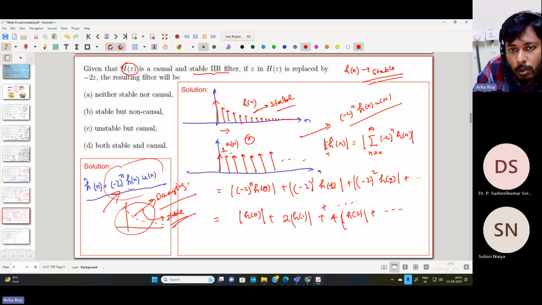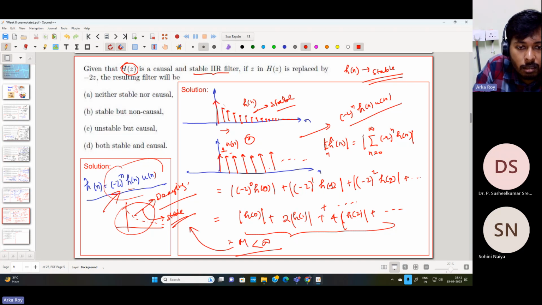But the thing is that because it's a stable sequence, when n reaches a sufficiently large value, it will be reaching 0, or the values will become very small. So eventually the summation will converge. And if the summation is converging, this will be m, which is less than infinity. So the signal will effectively be a stable signal. Therefore, the IIR filter response, we have already seen this would be causal, and additionally we have also proved that the response will be stable as well. So we can say that this would be both stable and causal.